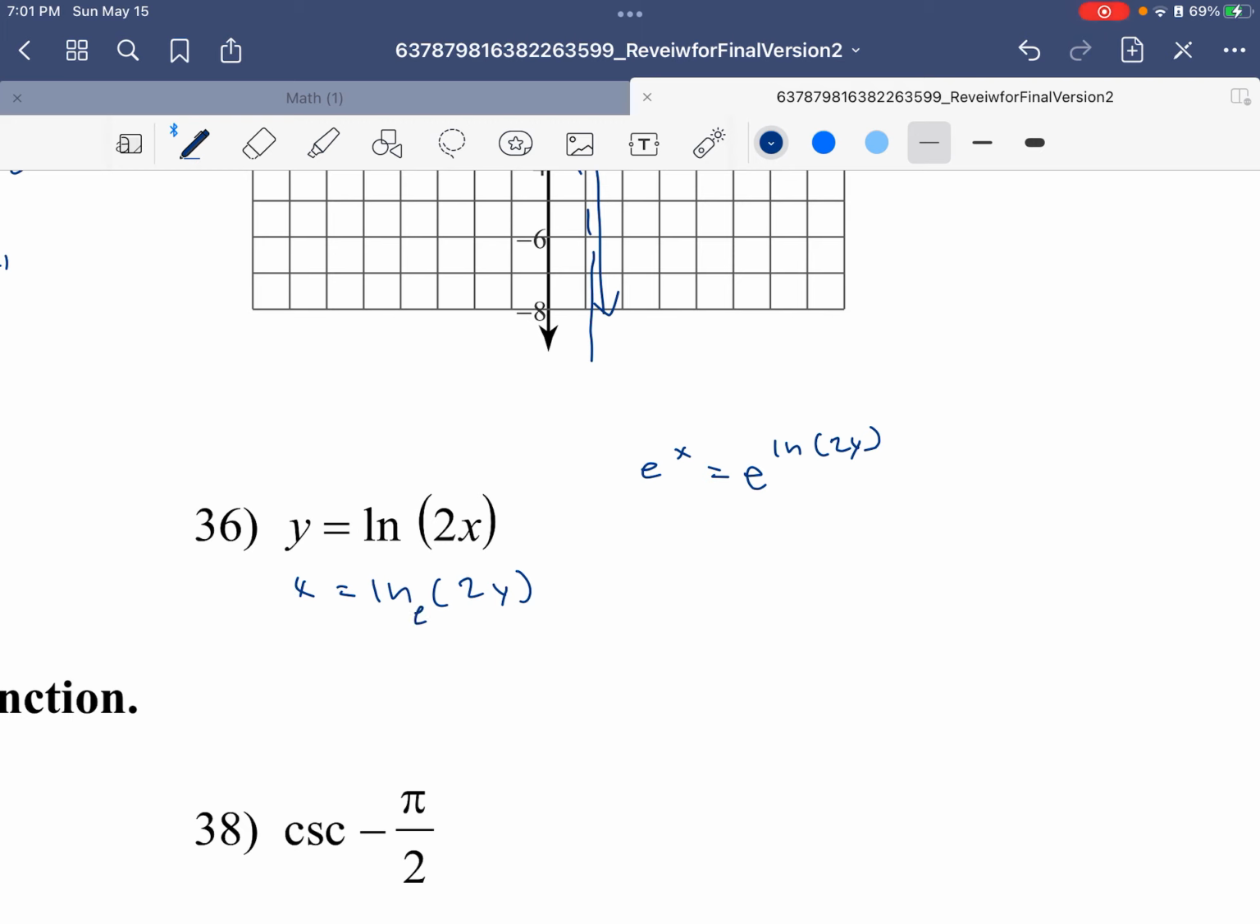The reason why there's an e here is that e raised to the power of x gives you 2y. So I raised both sides to the power of e so that I can get rid of the ln here. And now I'm left with this. So we divide both sides by 2, and you get y equals e to the x over 2.